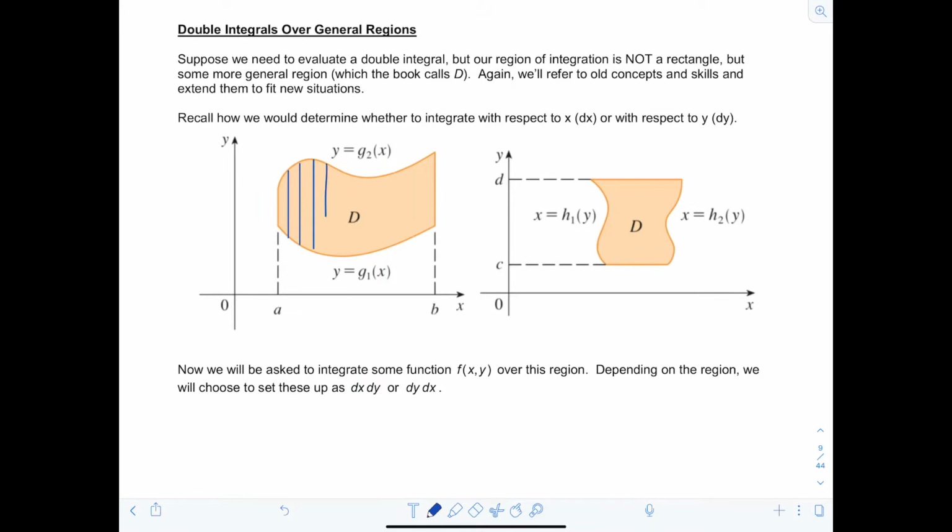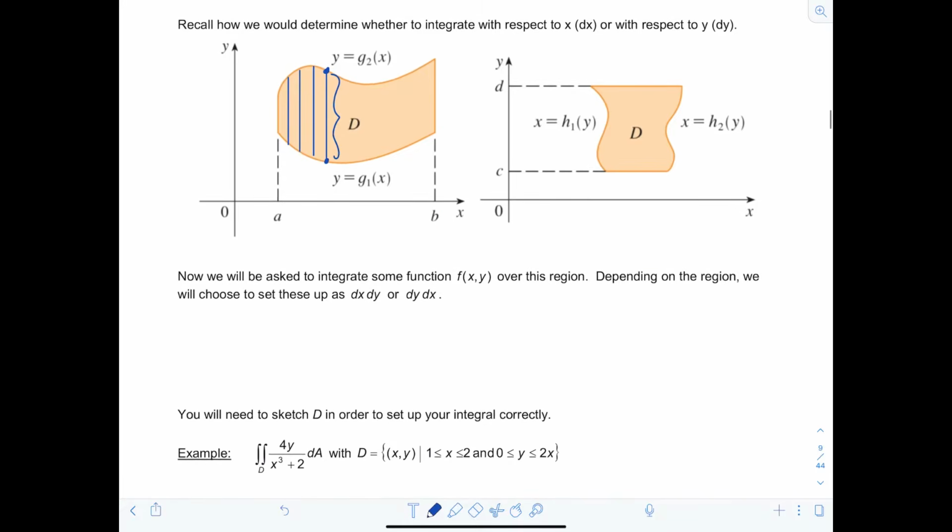The bases would be delta x. And then the height of each rectangle could be found by taking the difference in the function values. You would take the top function minus the bottom function to get the height of the rectangle. And in that case, we would integrate with respect to x. So to find the area between the curves, we would set up an integral from a to b of g sub 2 of x minus g sub 1 of x dx.